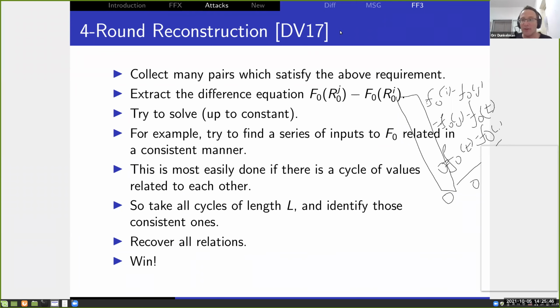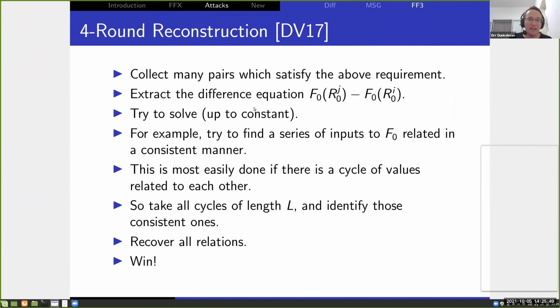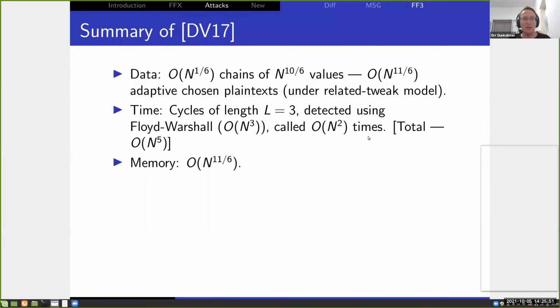So how do you find the cycles of length 3? This is the easiest solution that they used. They just use the Floyd-Warshall algorithm, order n to the power of 3, and you need to call this n squared times. So the data complexity is n to the 11 over 6, the time complexity is n to the 5, and the memory complexity is n to the 11 over 6, since you have to store the data. So this was the result.